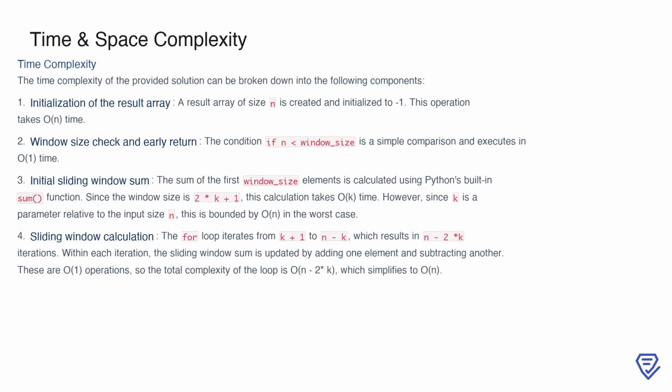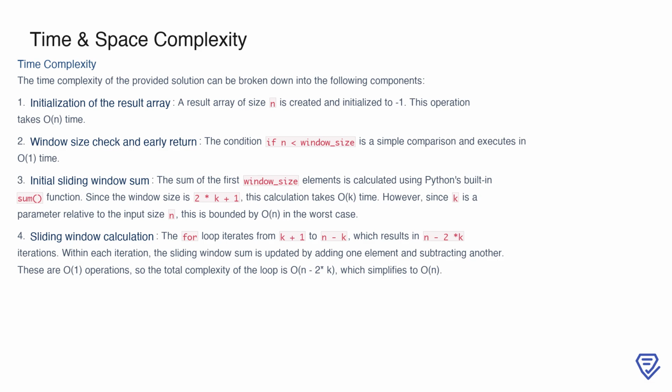Let's begin by analyzing the time complexity of the solution. First, we create and initialize a result array of size n with all elements set to -1. Since this operation involves processing each element of the array once, it takes O(n) time. Next, we perform a simple comparison to check if the condition on window_size is met. This is a constant time operation, or O(1).